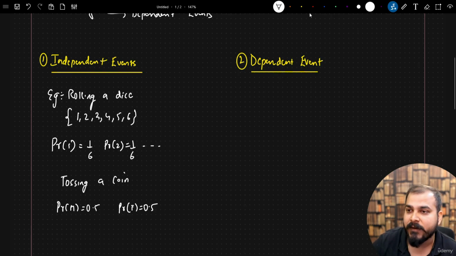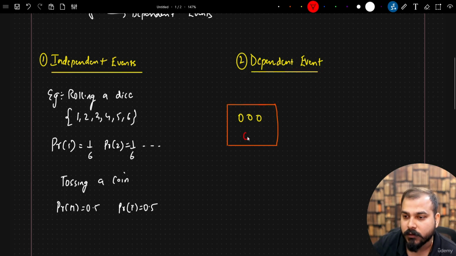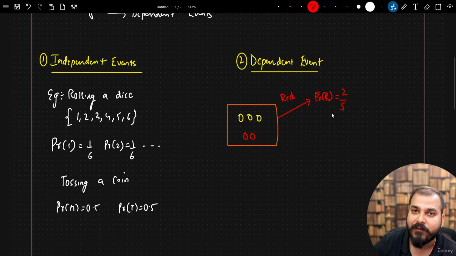Now, if I talk about dependent events, I can definitely show you with an example. Let's consider that I have a bag of marbles. I have 3 yellow marbles and I have 2 red marbles. Let's say in the first event, I try to take out a red marble. So what will be the probability of red, right? Over here you have 2 reds and the total number of marbles is 5. So you'll have 2 by 5.